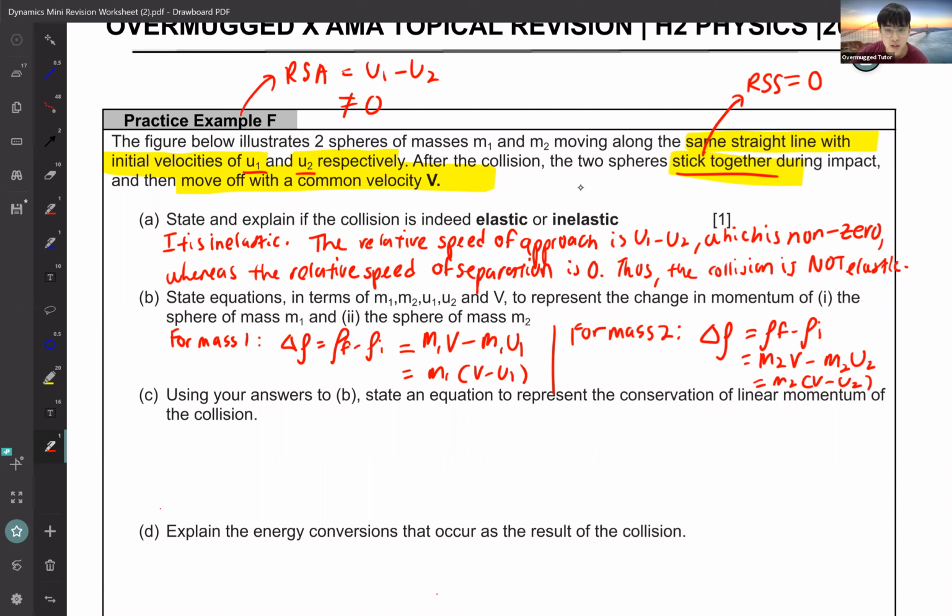So I got a question. Can we, for part A, just say that since they stick together, that's why it's inelastic? Cannot. It's not precise enough. You need to explain exactly why it's not elastic. So this will be the way. You have to point it out very clearly. Okay, then finally, let's move on.